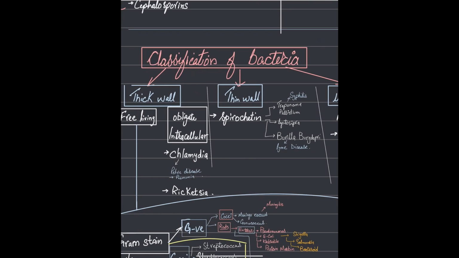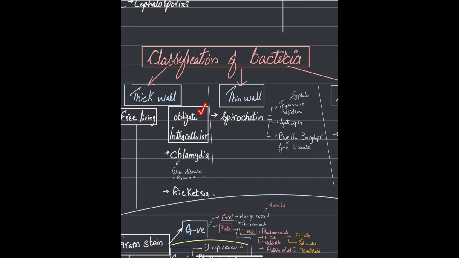Now let's go with the obligate intracellular, and the famous bacterium is Chlamydia. Chlamydia can cause pelvic disease, pneumonia, and other diseases. You have to understand this is a part of the thick wall classification of bacteria. And Rickettsia.